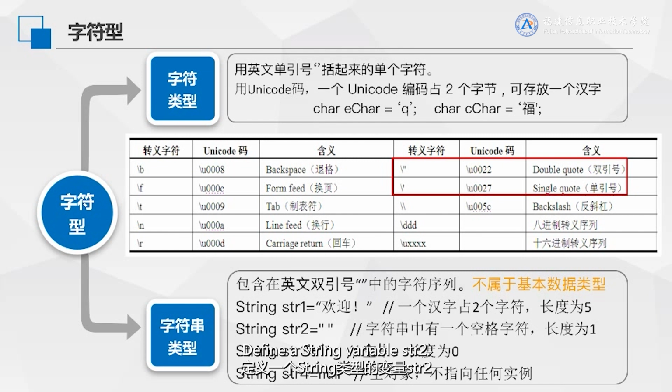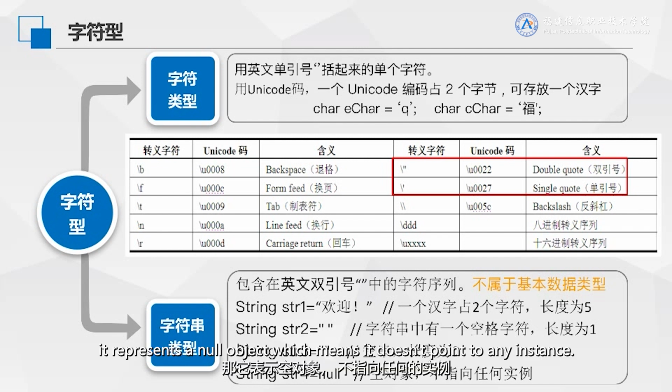Define a string variable as str2. Inside the double quotes is a space character. In this case, the length of the string is 1. When we define the variable as str3, inside the double quotes, there is nothing. This means it is an empty string, and its length is 0. If we define a variable as str4, and assign it the value null, it represents a null object, which means it doesn't point to any instance.